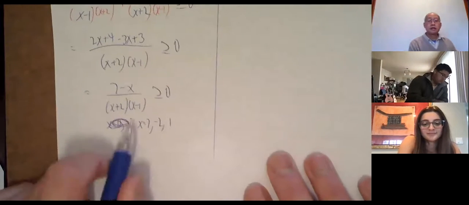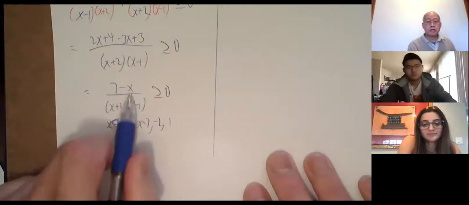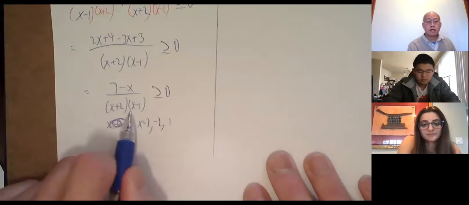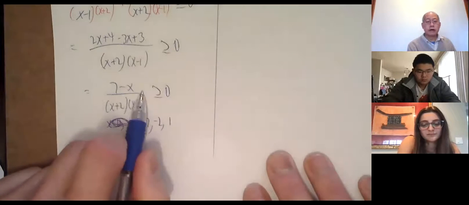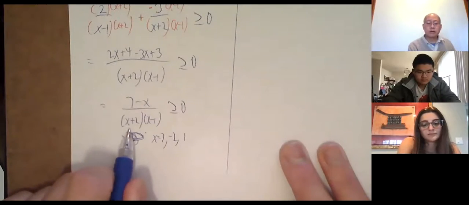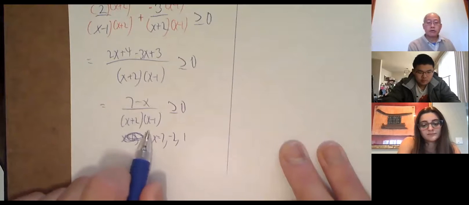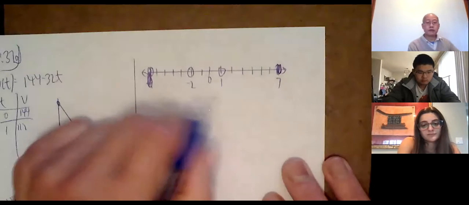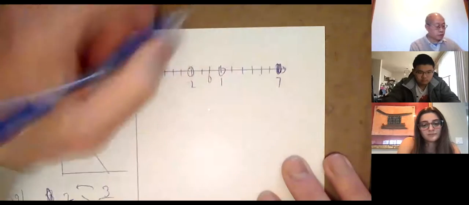All right, let's see. 7 makes a true statement. Put a 7 here, 7 here, 7 here. At the top will be 0. 0 is greater than or equal to 0. That's true. Negative 2 will give me a 0 in the bottom. That's no good. 1 will give me a 0 in the bottom. That's no good. So both of these are open. Okay, I think I'm good now.